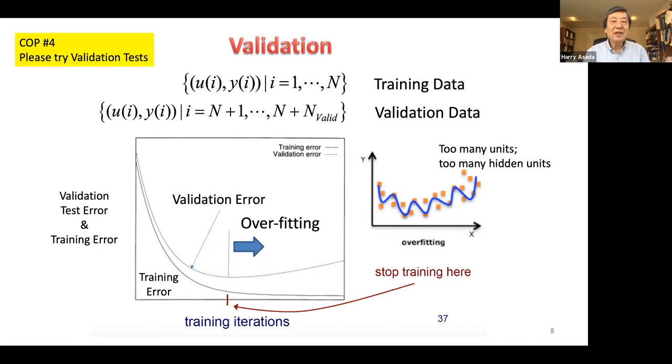Now, please try this for your COP number 4. I think Charlie asked me about using more hidden layers. Actually, I suggested only one hidden layer, but he tried many hidden layers. He said, I got a much better result. Is this okay to do? Yeah, go ahead and try it. But don't forget to validate it using some data which you set aside.